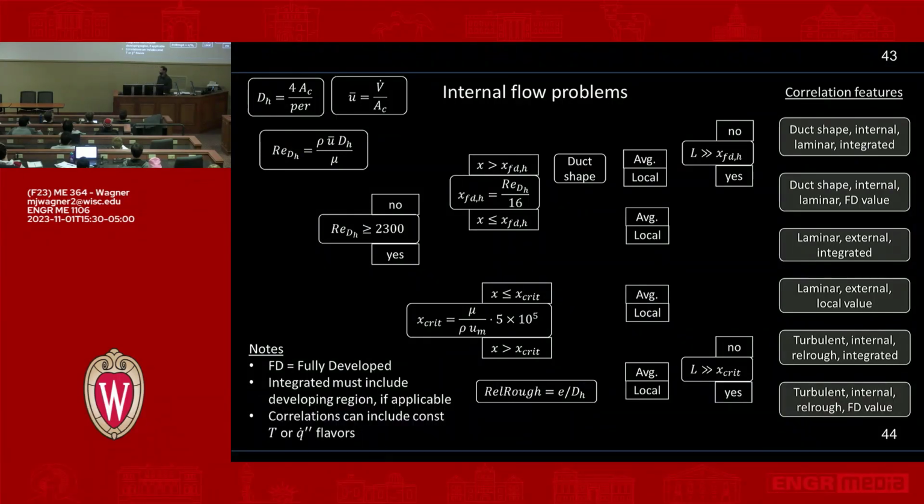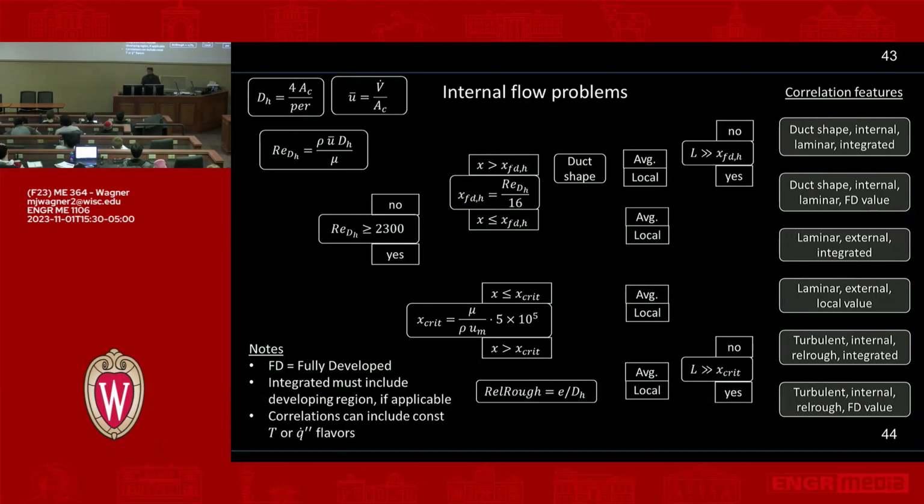So this is a flow chart. So what I want to do is just draw the connections. All right, so what we're going to do is we start in the upper left. This is the method that you would use to decide which correlation features you need. So in the end, let's say I need a correlation that's laminar, external, and provides a local value. So which conditions here would lead to that?